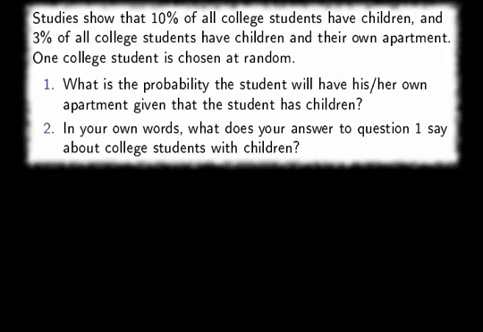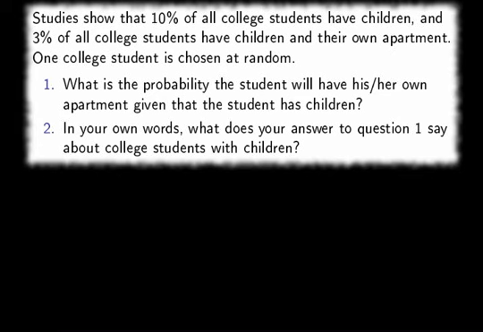Studies show that 10% of all college students have children, and 3% of all college students have children and their own apartment. One college student is chosen at random. Number 1. What is the probability the student will have his or her own apartment given that the student has children?